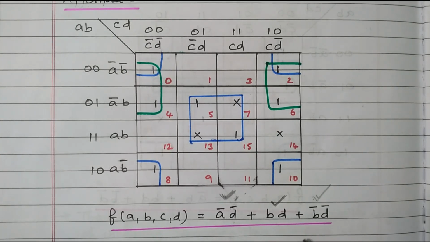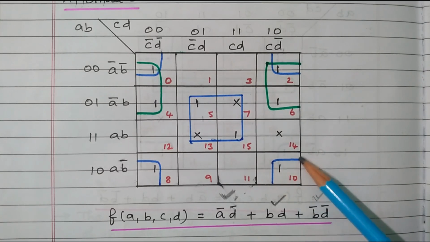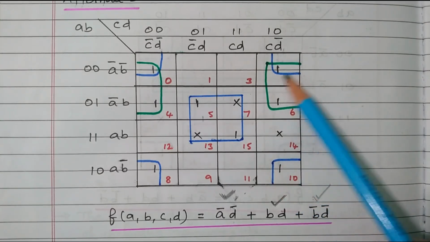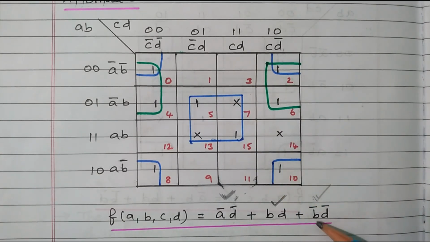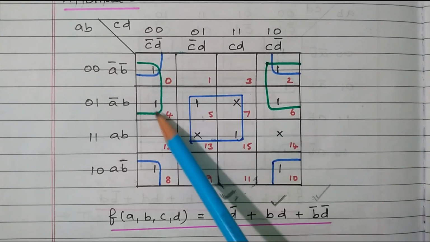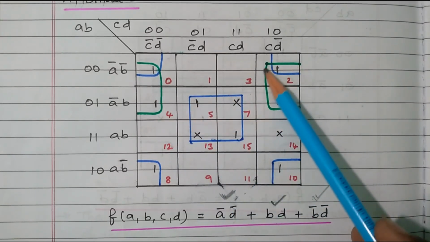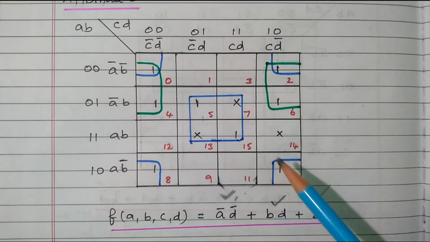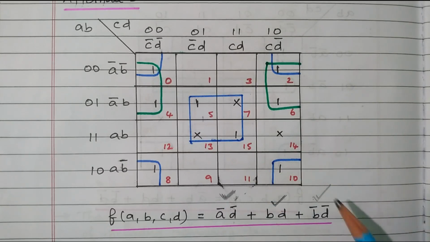So we discussed the 3 different alternate methods. In all 3 alternate methods, this term is commonly available. There is no other way, there are no other possibilities. We need to group all 4 corners. So B bar, D bar is available in all 3 alternate methods. The grouping of the center 4 cells and the grouping of the right and leftmost corners is different in the 3 methods. So in this problem, we discussed the simplification of a Boolean function with the don't care condition with the 3 different alternate grouping methods.